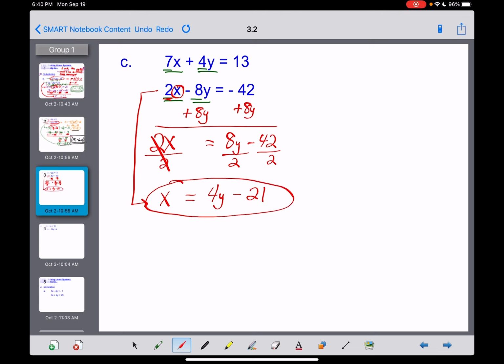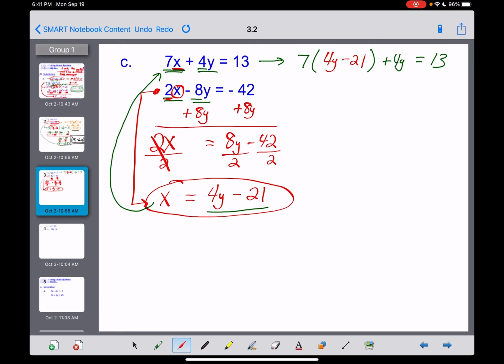We circle that equation. And now that you've isolated an x, which came from the second equation right here, you're now going to take this x and put it back into the first equation right over here. We're going to get rid of this x and replace it with 4y minus 21 using the substitution property of equality. So this is going to be 7 times an empty set of parentheses plus 4y is equal to 13. And what goes in the parentheses in the place of the x? 4y minus 21. All right, let's distribute that 7 and see where that gets us.